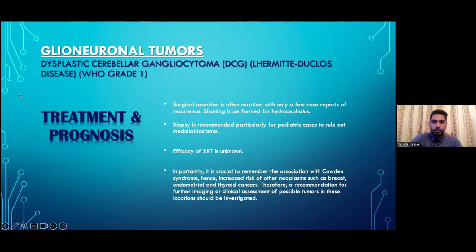In terms of treatment and prognosis, surgical resection is often curative, with only a few case reports of recurrence. Shunting is performed for hydrocephalus, and biopsy is recommended, particularly for pediatric cases to rule out medulloblastoma. The efficacy of radiation therapy is currently unknown. And importantly, it is crucial to remember the association with Cowden syndrome, hence increased risk of other neoplasms such as breast, endometrial and thyroid cancers. Therefore, further imaging or clinical assessment of possible tumors in these locations should be investigated.